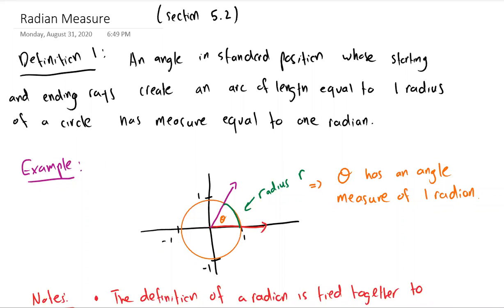Hello. So in this video, we're going to start on section 5.2 in the book. We're going to introduce a different way of measuring angles. So in the previous videos, we've been using degrees. Now we're going to introduce a new angle measurement, which is called radian measure.